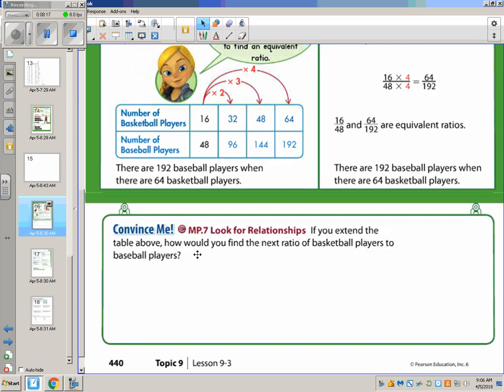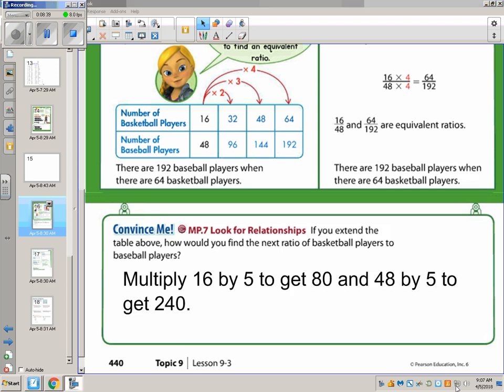So they say, if you extend the table above, how would you find the next ratio of basketball players to baseball players? So if we extended this, what would we have to do to 16 to fill in the next spot? We would have to multiply it by 5. And whatever we multiply by on the top, we're going to multiply by the same number on the bottom. So with some video magic, there is what we would do.